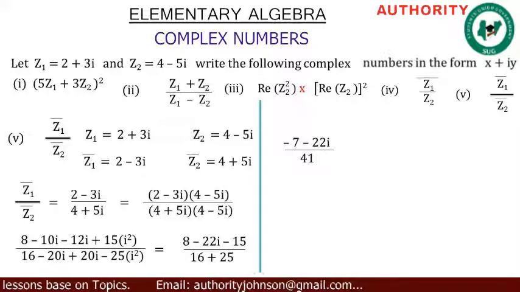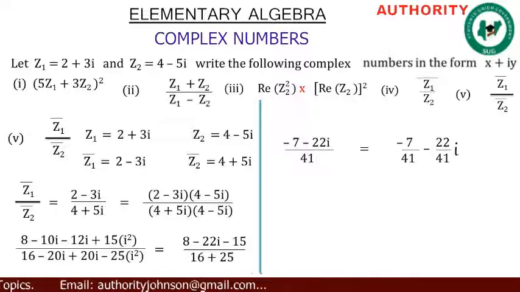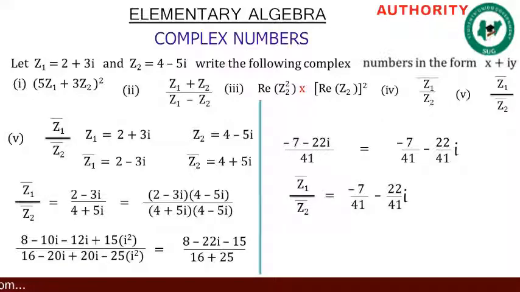So therefore we are having minus 7 minus 22i all over 41. Let's write it properly in the form of x plus iy. So we're going to have minus 7 all over 41 minus 22 all over 41i. So the conjugate of z1 all over the conjugate of z2 is giving us minus 7 all over 41 minus 22 all over 41i.